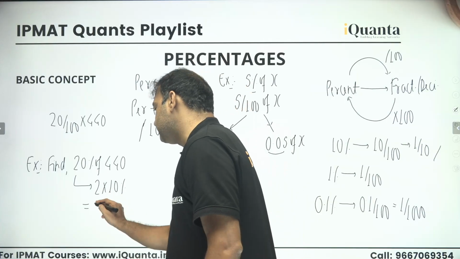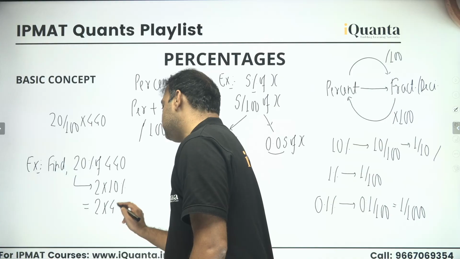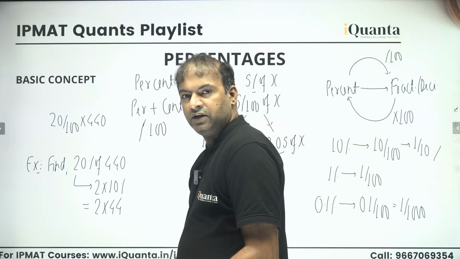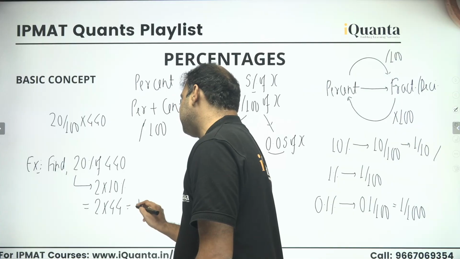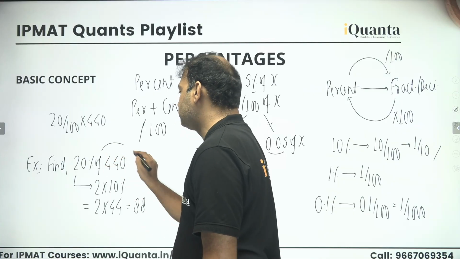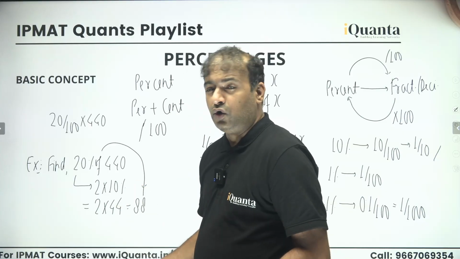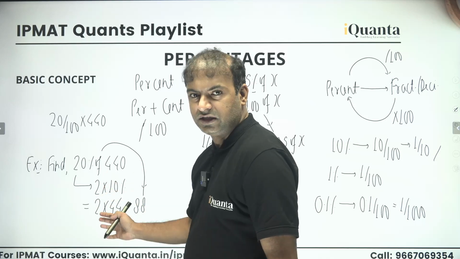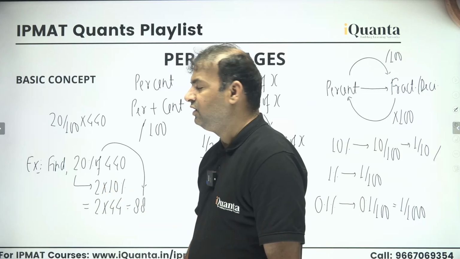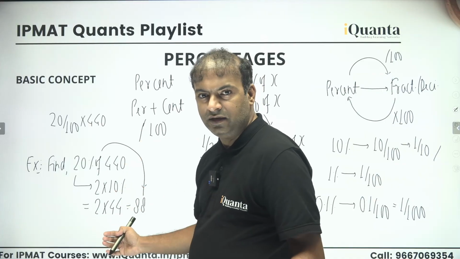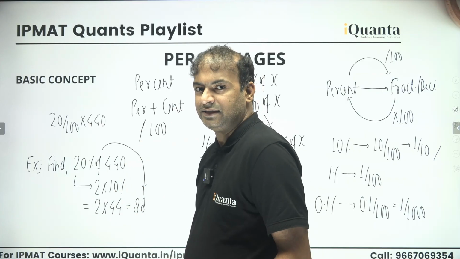So we can say this as 2 into 44, because 10% of 440 is 44. Now 2 into 44 must be nothing but 88. So this is how we can say 20% of 440 is 88. So this is how we can solve this question quickly. Obviously, we do not have to write so much, otherwise this method will also look lengthy. We have to do most of the things in our brain and write as little as possible.